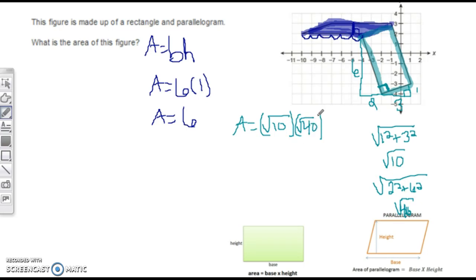So I'm going to multiply that base times height together: the square root of 10 times the square root of 40. And that equals a nice pretty area. The area is 20 units squared. Now that I have both of those pieces, I can add them together to get the entire area, which would be 26 units squared.